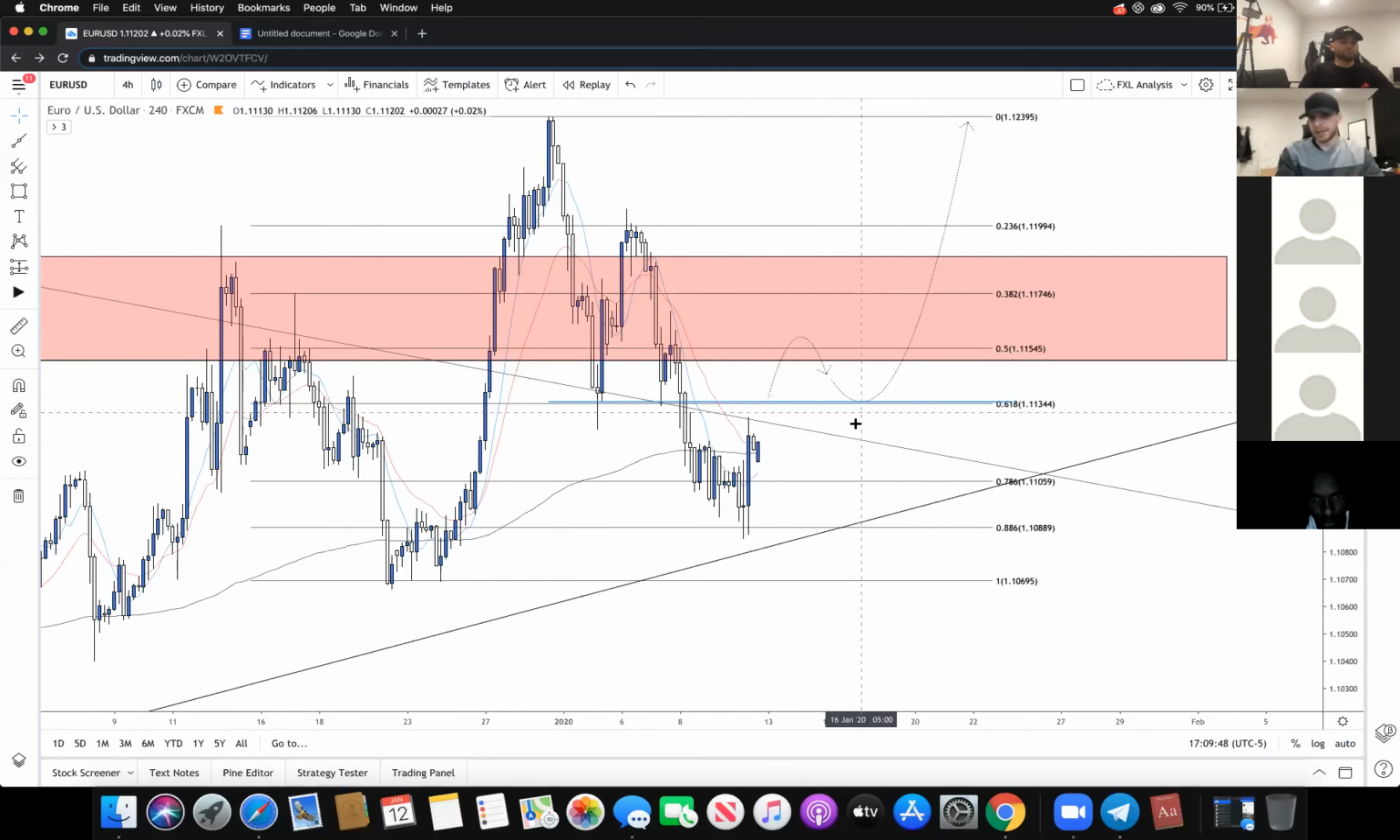And we do get that retest. This will be a higher low, another higher low. So again, just another confirmation supporting this trade idea.